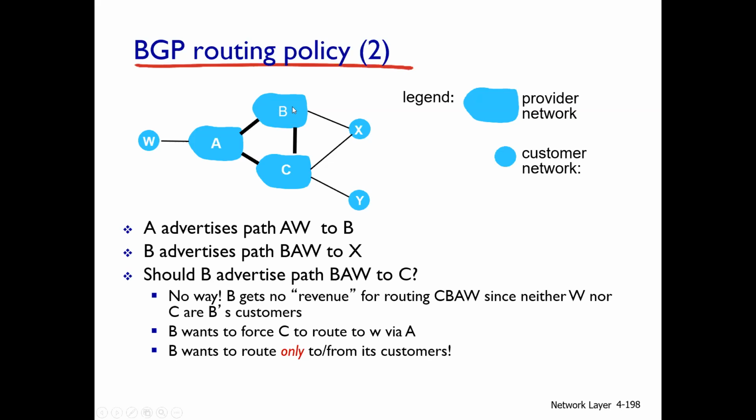So B only wants to route to and from its customers. So traffic destined for X, if it goes through here, benefits B, and it would want to do that. C is also directly connected to X, so it is in C's interest that any traffic destined to X is forwarded directly to X rather than routed through B, okay? So it's basically these revenue agreements between network providers and customers which determine which paths you take for traffic, okay?